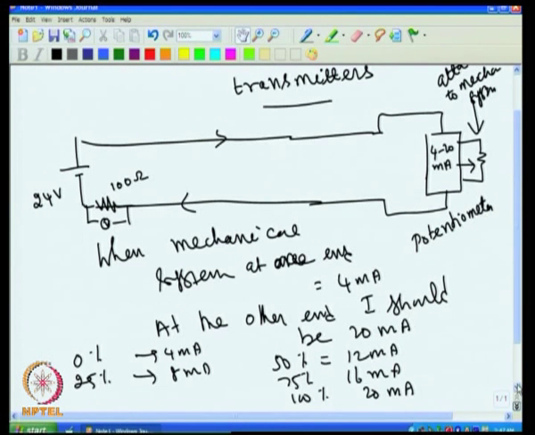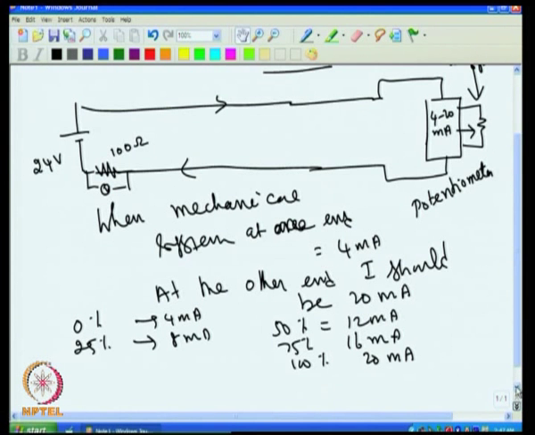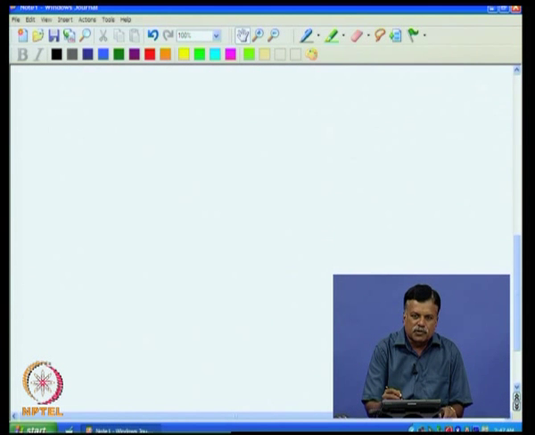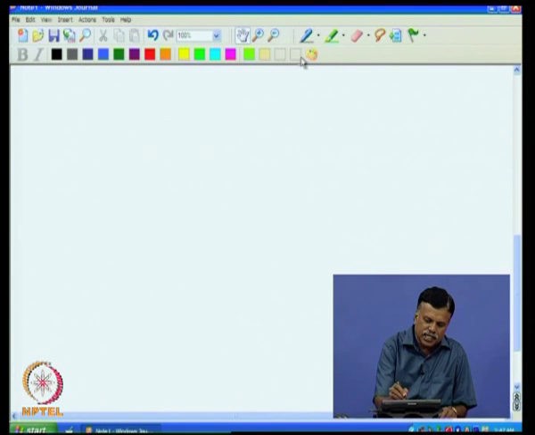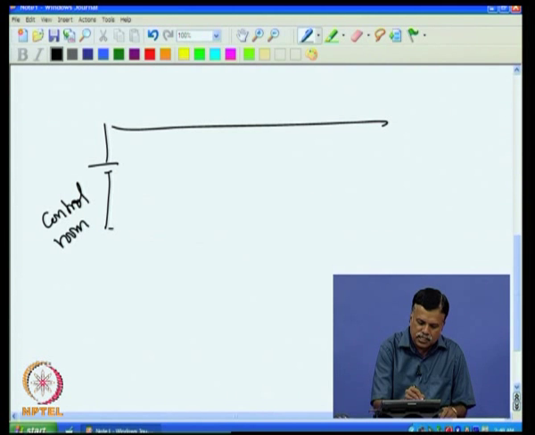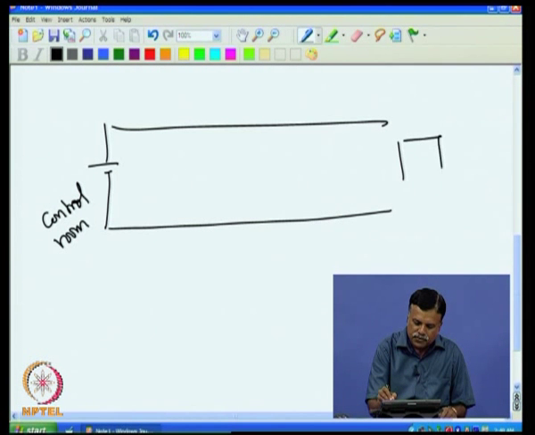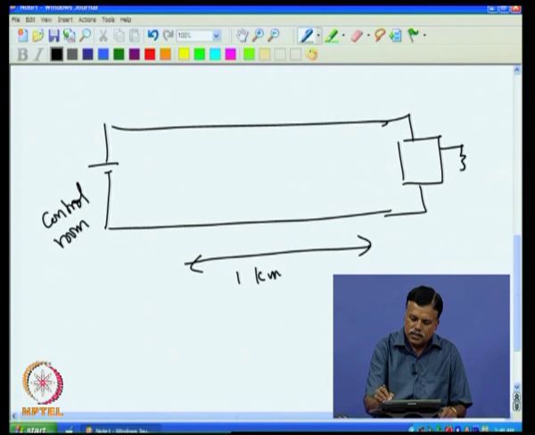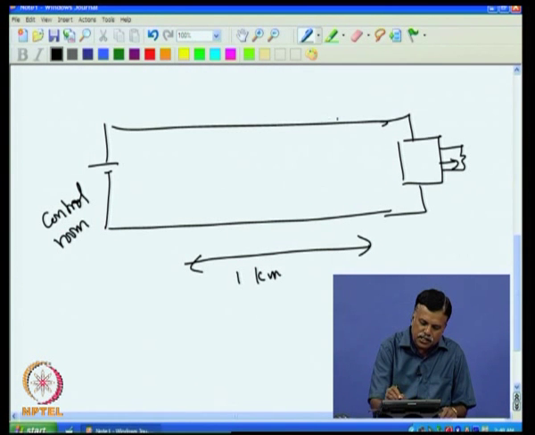Now, why is this system very popular, and why is it still used? What is the basic reason for this? Actually, this system is used mainly because it is not prone to noise. Normally this will be in the control room in a process control industry, and the mechanical system will be in the field. Maybe the distance between these two can be up to 1 kilometer. Now, what happens? This wire is actually routed for a kilometer.